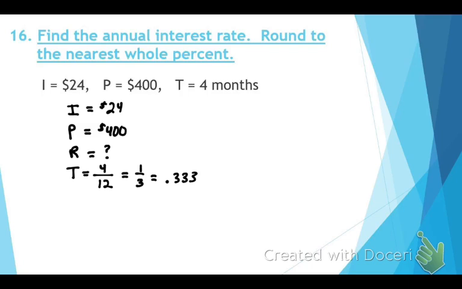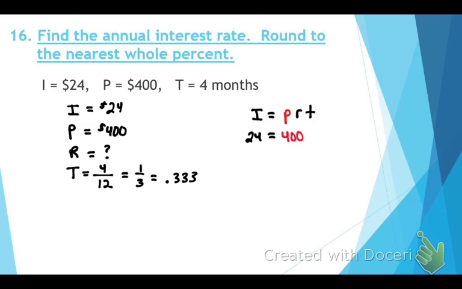All right, now that we know that, that was the hardest part, figuring out the I, P, R, and T. Now we're just going to plug it into our formula. So let's write our formula at the top. I equals P times R times T. And we're going to start plugging things in. Instead of an I, what will I put? I'm going to put a $24. Instead of that P, what should I put? Okay, so we already discovered that it's $400.